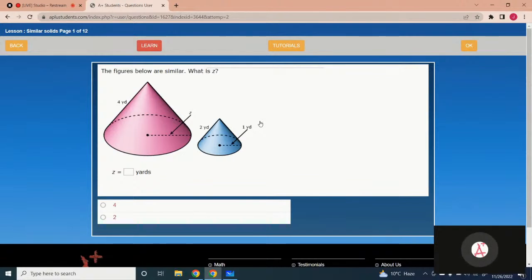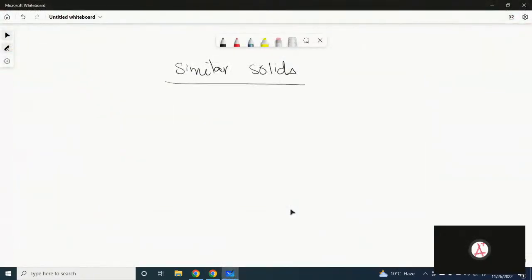Okay, the figures below are similar. What is the value of Z? Got it? So you are given the length of the solids, cone actually it is. Got it? The length of the cone. For the smaller one, the length is, okay, the length of the larger cone is 4 yards.